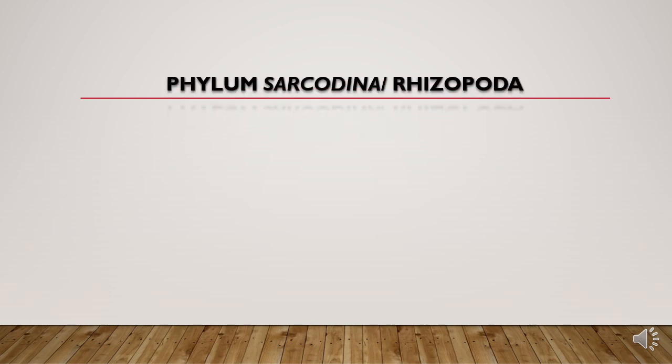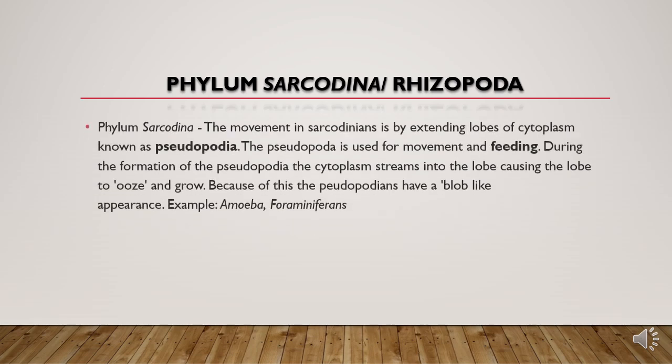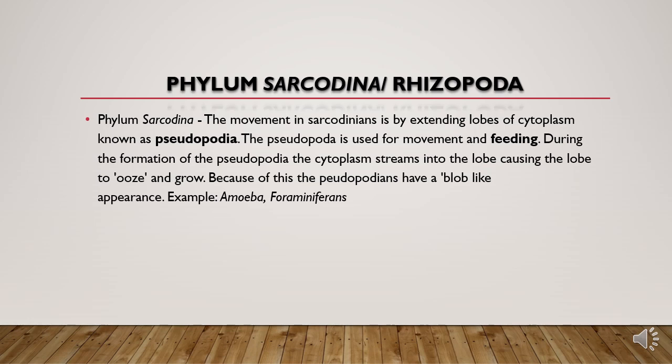We also have another phylum, which is the phylum Sarcodina or Rhizopoda. This Rhizopoda has extending lobes of the cytoplasm, and this extending lobe of the cytoplasm is known as pseudopodia, and the pseudopodia is used in movement and feeding. During the formation of the pseudopodia, the cytoplasm streams into the lobe, causing the lobe to ooze and grow. As it grows, it causes the organism to move. An example of this is the amoeba or the foraminiferans.